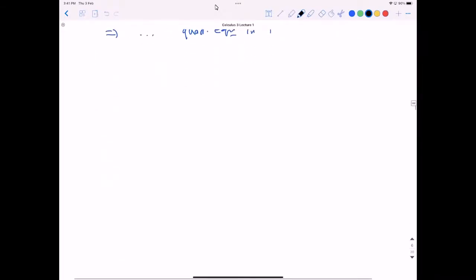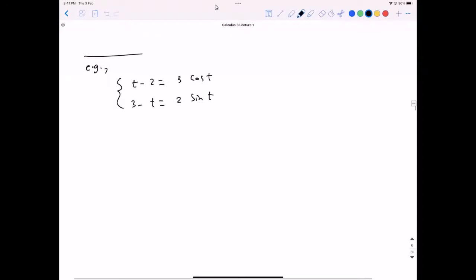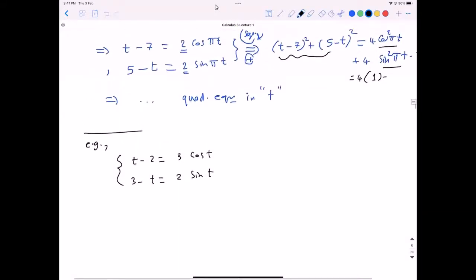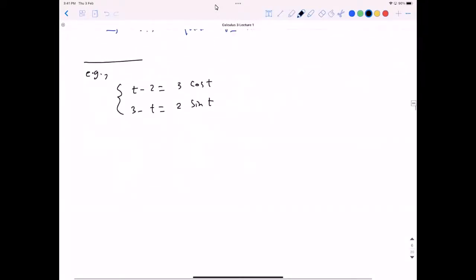I'll make it a bit more complicated. Say t minus 2 is 3 cosine t, and 3 minus t equals 2 sine t. Say, another example. What is different here? We have the same situation. We need to solve these two equations simultaneously. The same idea: we need to get rid of the cosine and sine t. How to do that? The idea is the same. Cosine square plus sine square is 1. But we have different coefficients here. How to get rid of these different coefficients? Any idea?